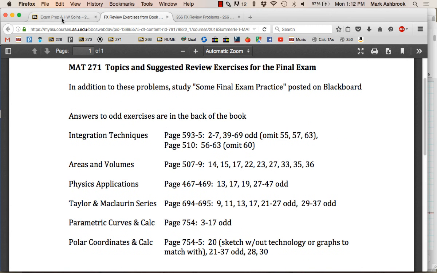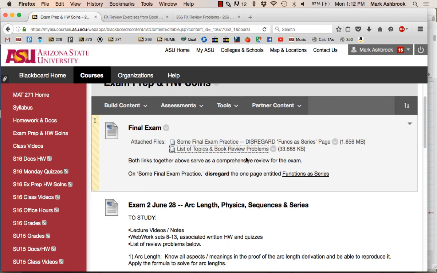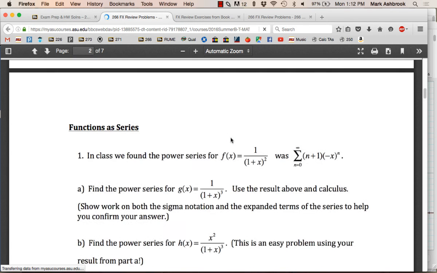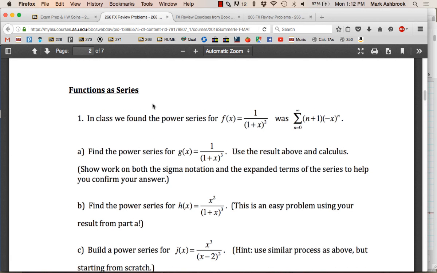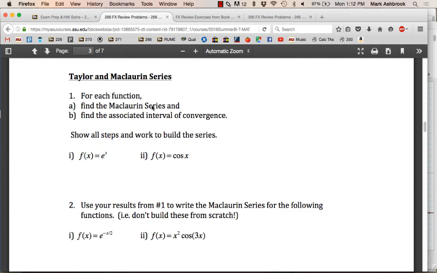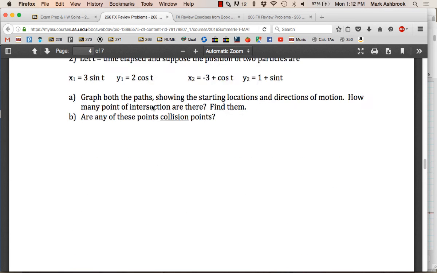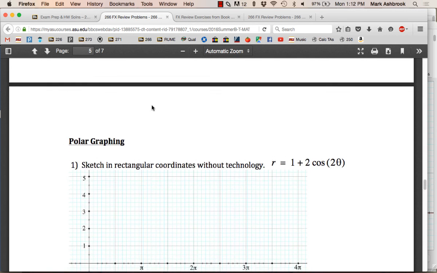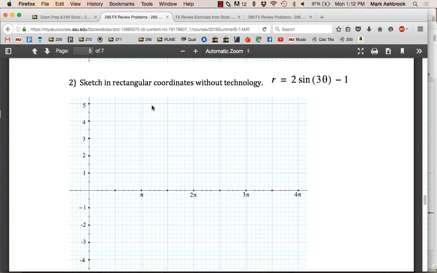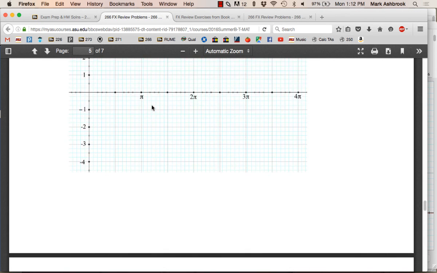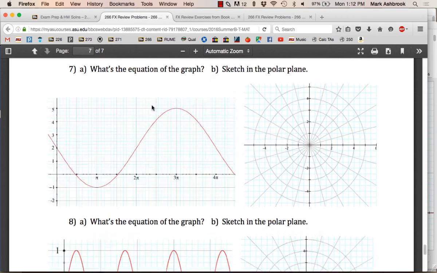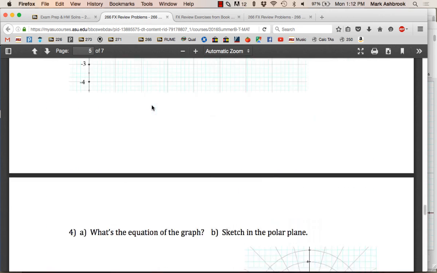And then on the other thing that you already saw from your homework today, everything on this is good practice except just ignore this page. Functions of series. Like I said, the only thing on the exam that's series is Taylor and Maclaurin series. So we already had our exam on this. We don't have to do that again. So this page is fair game. Parametric function, that's more good practice. And then all this polar graphing. So there will be a no calculator portion where I'm going to ask you to sketch a polar graph, okay?